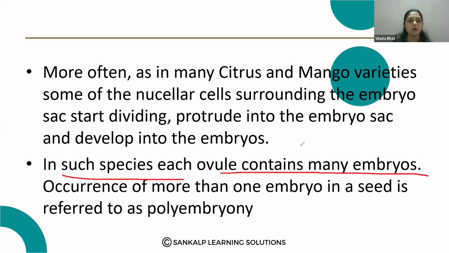Within an ovule there is normally one embryo, developed after fertilization, but here, within the ovule, many embryos are present. So that is called polyembryony. Occurrence of more than one embryo in a seed is referred to as polyembryony.